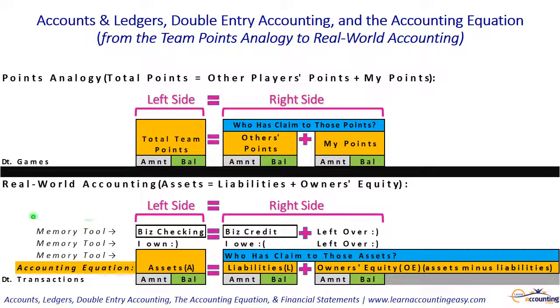And we can use these memory tools, which may or may not help as we think through the accounting equation in the following slides. Business checking, of course, this is just one type of asset that the organization can own. And business credit, like a credit card, that's just one kind of liability or debt that the organization can have. But looking at it this way might help us as we think through the accounting equation.